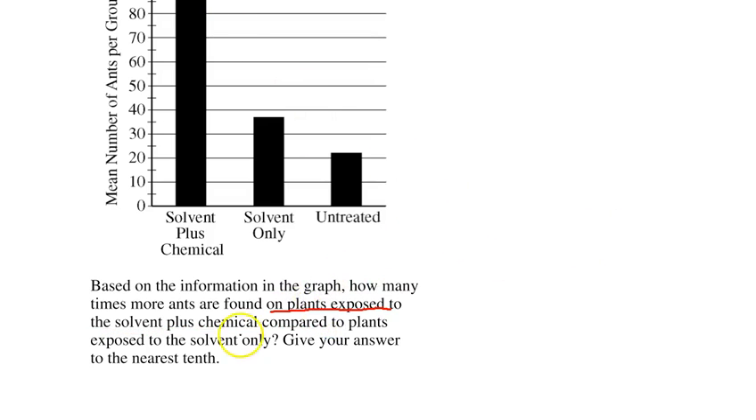We're going to basically compare. This is the solvent plus chemical line. So how many more times are ants that are on plants exposed to the solvent plus chemical, compared to plants exposed to the solvent only? So we're comparing these two. Based on the information, how many more times? It's a ratio. So watch what I do here.